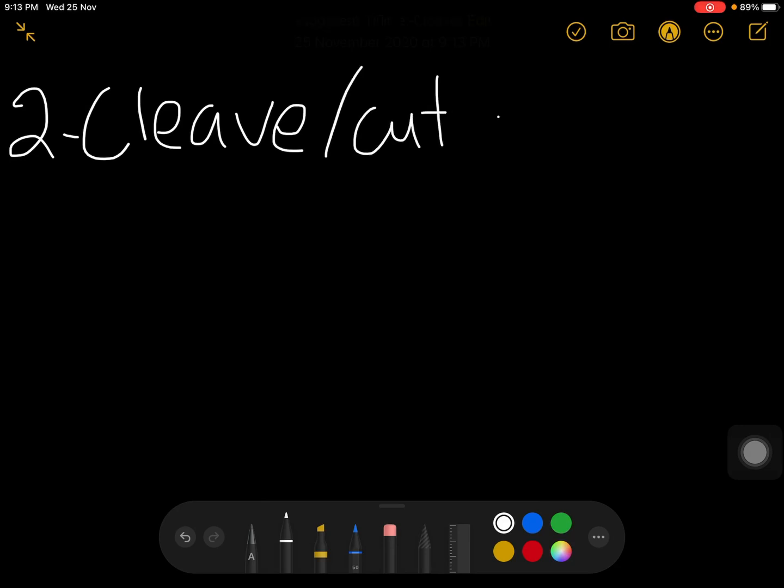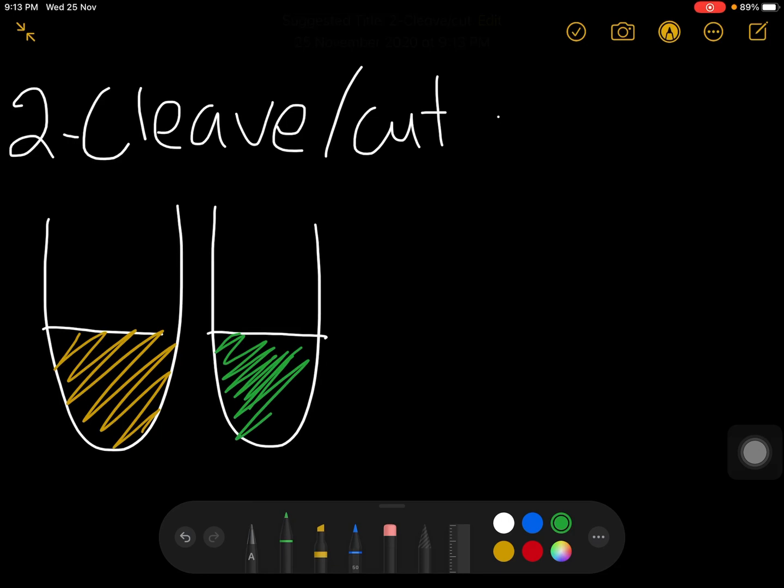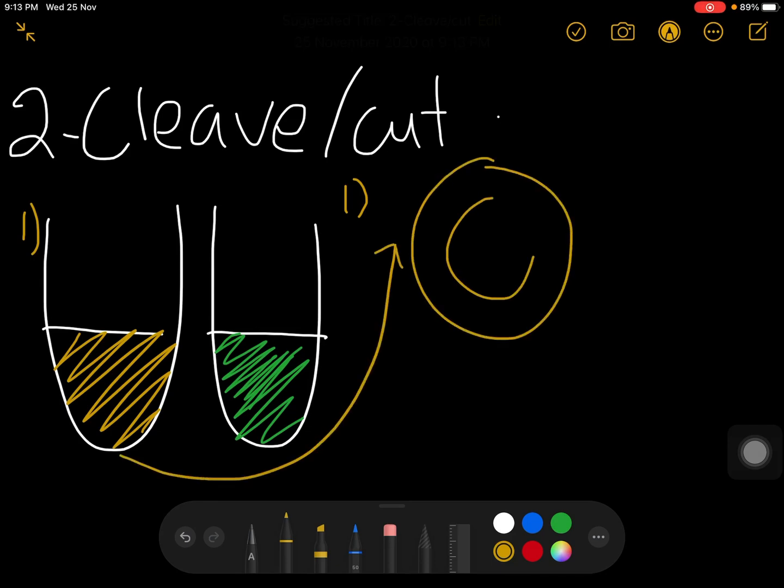So the second step is cleave or cut. We do this process in a test tube. This is the isolated plasmid, and this one is the isolated DNA. We go one by one. First, we go through the isolated plasmid. So this is what it looks like.